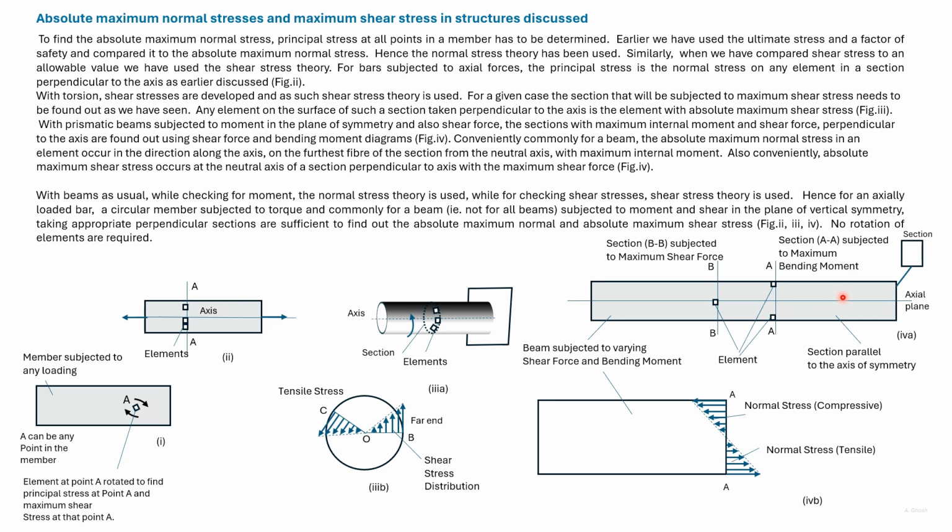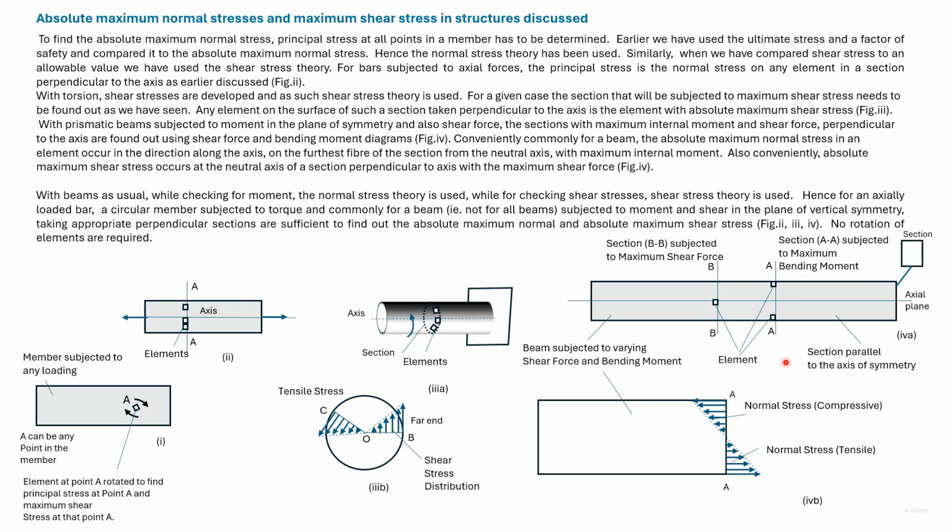Consider a rectangular beam subjected to different kinds of loads acting on the vertical axis of symmetry. We can find out the bending moment variation and the shear force variation. Let the maximum bending moment be at the section AA and the maximum shear force be at the section BB. Since the maximum bending moment is at AA, and considering the moment as positive, this would be the variation of stress.